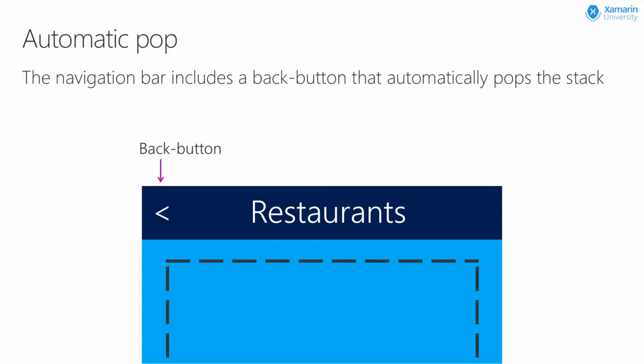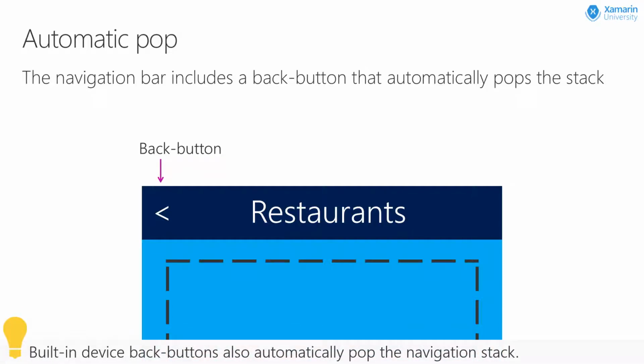So far we've talked about programmatically removing pages, but the navigation page also provides UI to perform back navigation. And this means we're not required to specifically add UI to navigate to previous pages. You'll see a back button automatically appear when there are 2 or more pages on the stack. When the button is pressed, the current page is popped and the user is returned, of course, to the previous page.